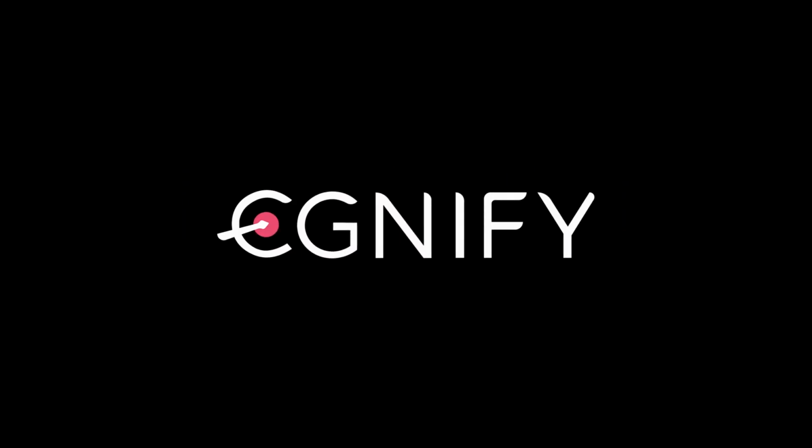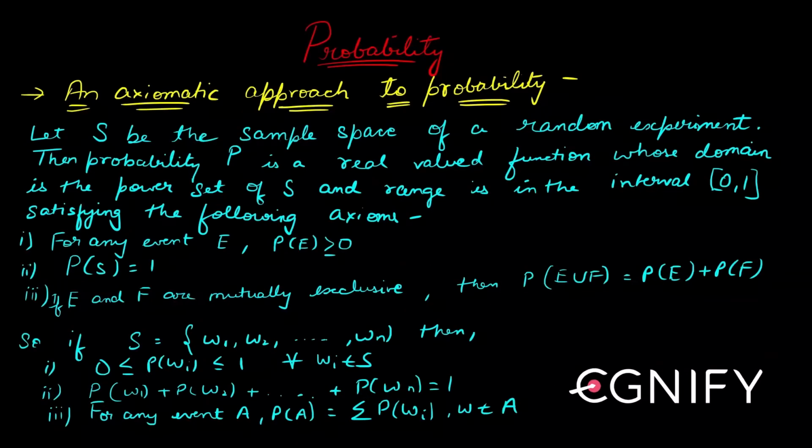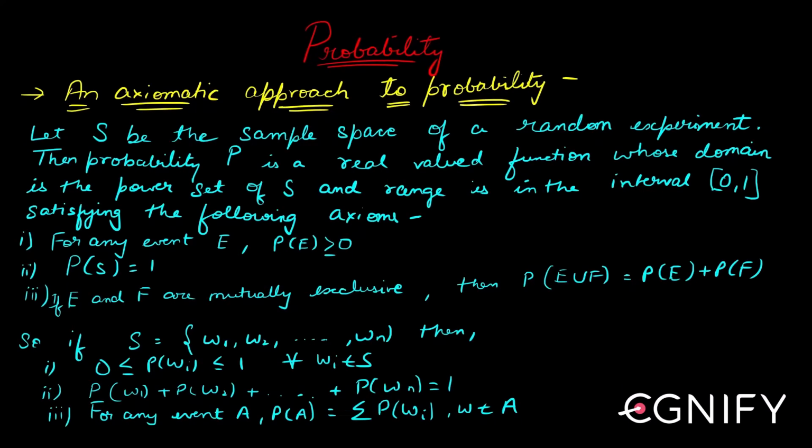Let us now try to understand what this axiomatic approach to probability means. From here on, we will try to develop methods in which we can numerically calculate the probability of an event from a given sample space, right? So let S be the sample space of a random experiment. You're taking an experiment and S is basically its sample space.